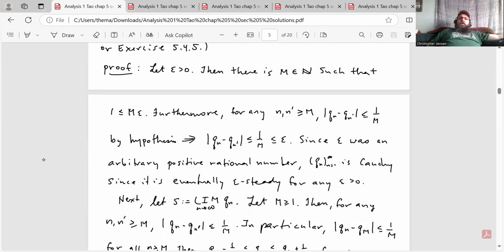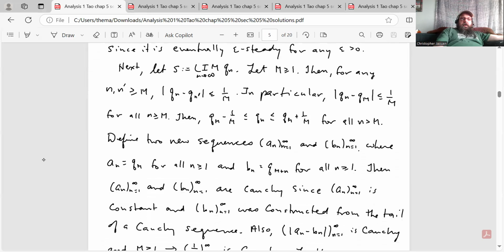Let epsilon be greater than 0. Then there is m in the natural numbers such that 1 over m is less than or equal to epsilon. That's just by the Archimedean property. Furthermore, for any n prime greater than or equal to m, the absolute value of qn minus qn prime is less than or equal to 1 over m by hypothesis, which implies it is less than or equal to 1 over m, which is less than or equal to epsilon. Since we chose epsilon as an arbitrary positive rational number, that means that the sequence qn is a Cauchy sequence, since it's eventually epsilon steady for any epsilon.